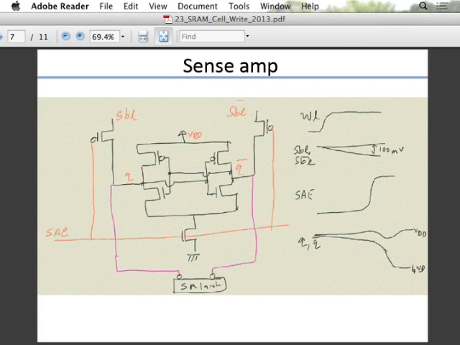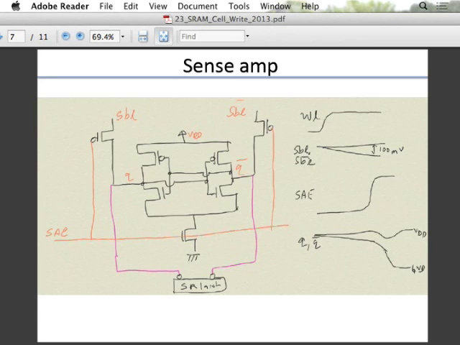If Q falls sufficiently low here, then this PMOS turns on and Q bar gets pulled back up to VDD. Initially both of them will start falling because this node starts turning on, and Q and Q bar start falling. But then once the PMOS turns on, it kicks and puts this back to VDD. So this is what is called a clocked sense amplifier.